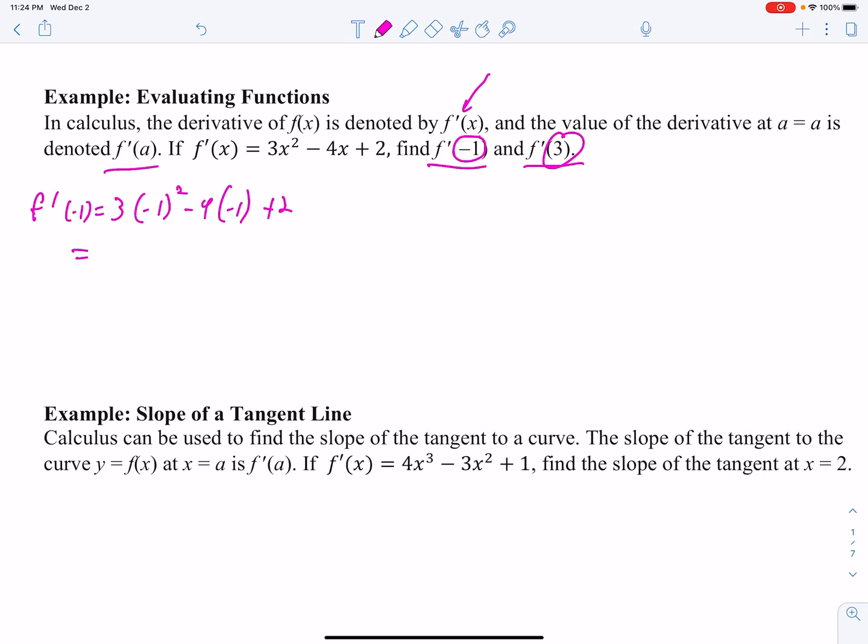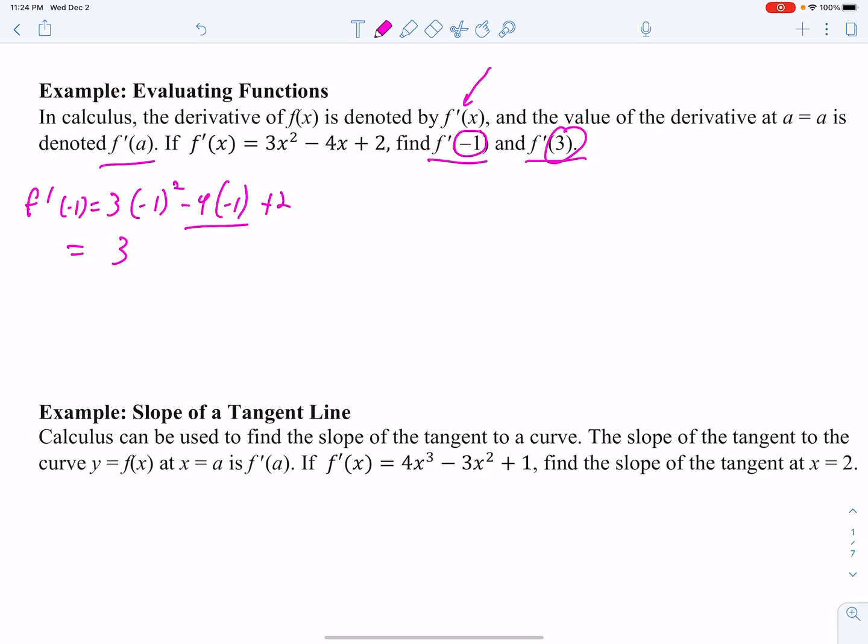So let's see, 3 times negative 1 squared. Remember, PEMDAS says do the exponents first. Parentheses, then exponents, then multiply. So negative 1 squared is positive 1, times 3 is positive 3. Then we have negative 4 times negative 1, which is positive 4, and then plus 2. So what is that, 7, 8, 9, looks like. There we go. So f prime of negative 1 equals 9.